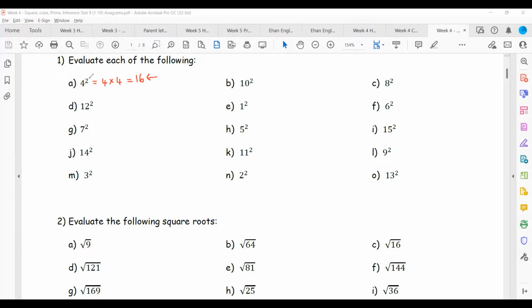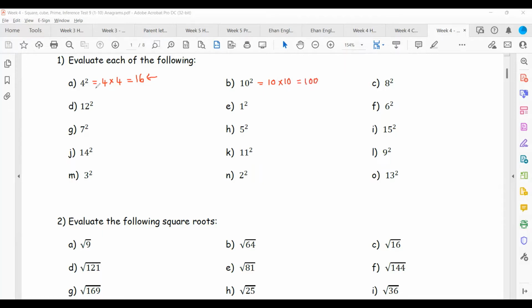The biggest mistake people make here is they do 4 times 2 and get 8. That would not be correct. This is not timesing by 2. This is timesing the number 4 by itself. So another example, 10 squared would be 10 times 10, which is equal to 100.